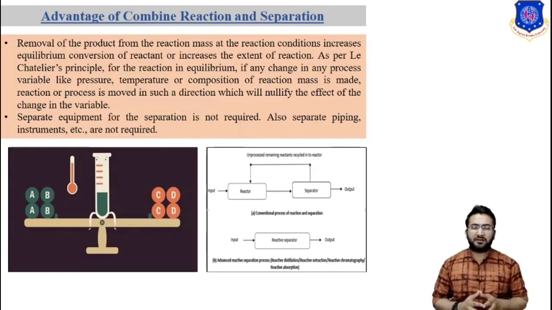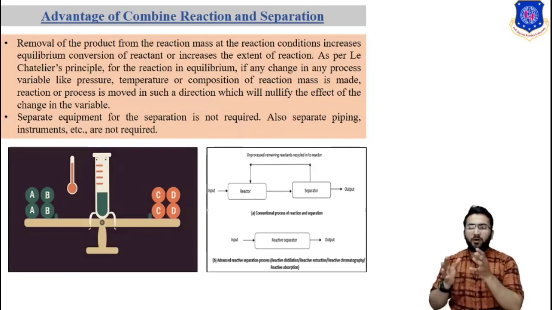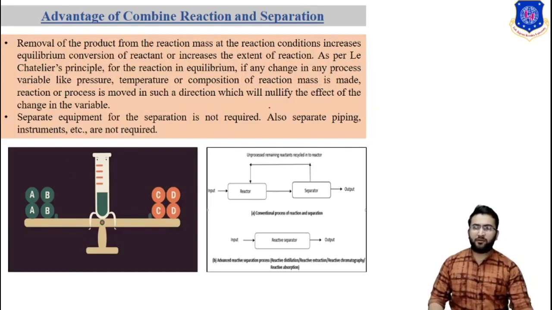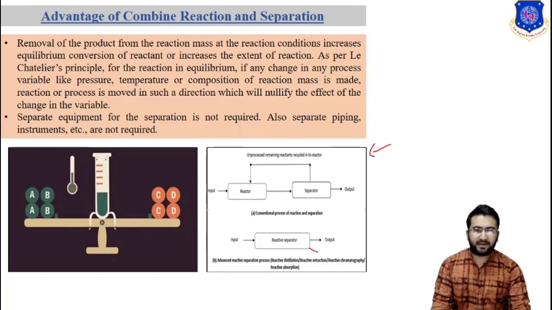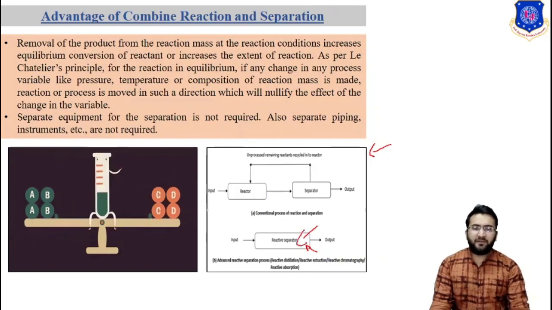In reactive distillation, a change in composition of the reaction mass is made by continuously removing the product from the reacting mass. Hence, the reaction neglects the effect of this change and proceeds in the forward direction, providing more and more product, and higher conversion is achieved. So, if we use only one equipment for the reaction and separation, then we can increase equilibrium conversion. Hence, we can increase the production of product.